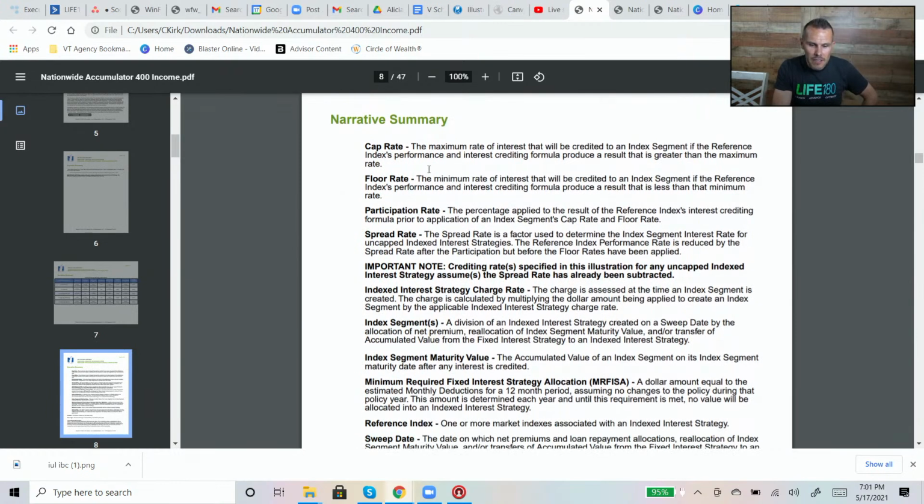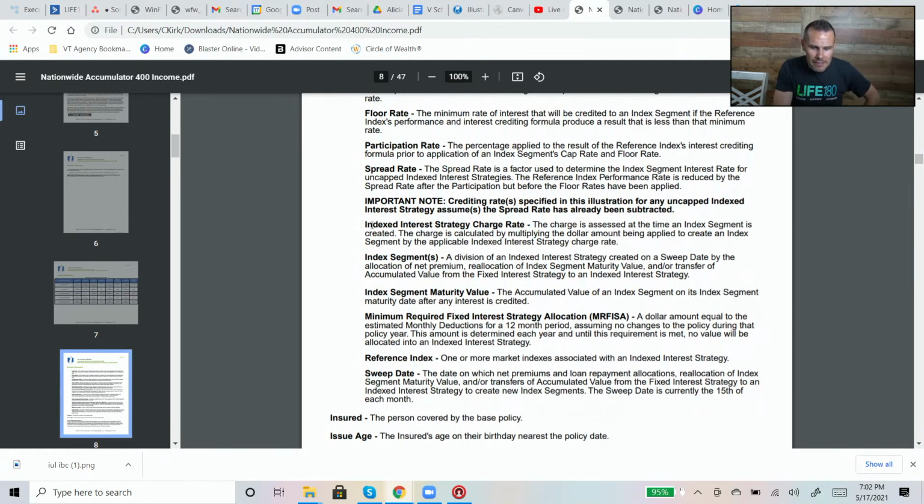This is the summary of the terms: the cap rate, how much you can earn every year, the floor rate, the protection, the participation rate. If you're participating in the market with a cap rate of 10%, for instance, and you have a 100% participation rate, it means you can earn up to that 10%. There are some companies where 140% participation rate seems to be really common in these policies. So if you had 140% participation rate with a 10% cap, that means you could earn up to 14% for a cap rate. That's not in this policy, but I'm just helping you out with terminology.